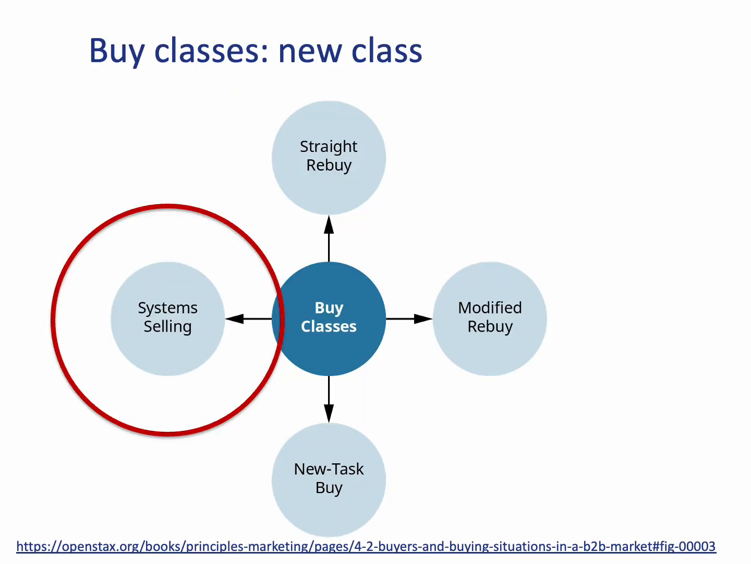Some authors would actually classify that there are in fact four buy classes rather than three. So on top of the already discussed three classes such as new task, modified rebuy, and straight rebuy, they would add an additional one, system selling, or sometimes referred to as a solution sale. So this would involve buying a completely brand new solution to a problem or a need rather than purchasing separate components from different vendors. So it's kind of like a more extreme form of the new task. It's technically a new task if you like, however you're buying a complete solution.